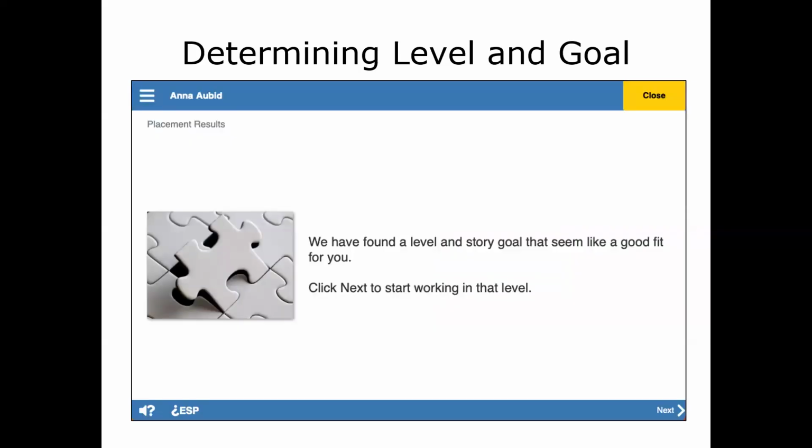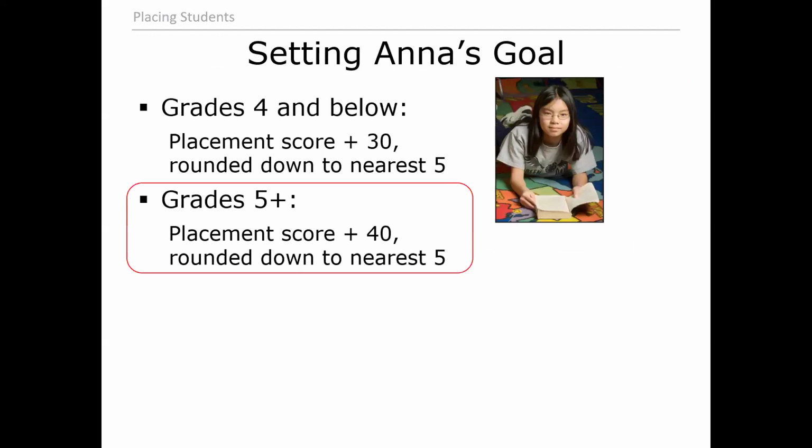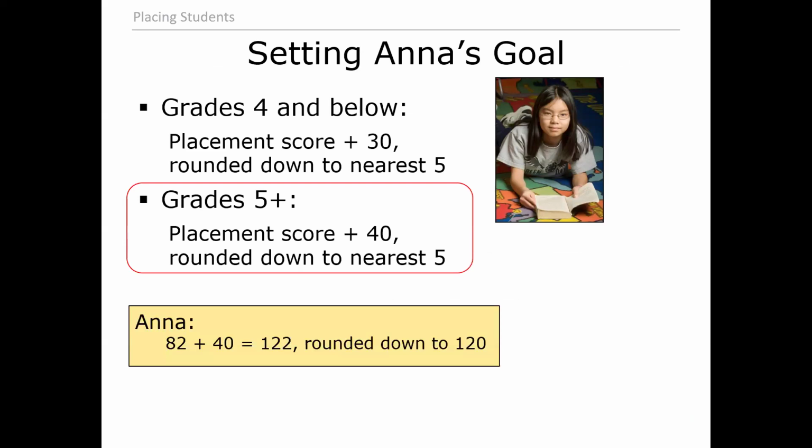So what the student sees is we found a level and story goal that seemed to be a good fit for you. Click next and start working in the level. Now that story goal is based on her placement score for that level. So on 5.6, she read 82 words correct per minute. Anna is an older student, so the computer added 40 and rounded. So her story goal is 120.